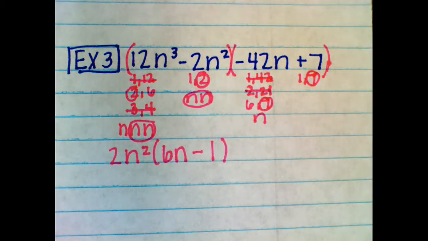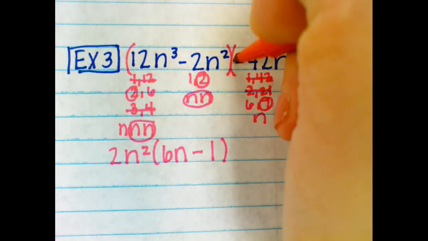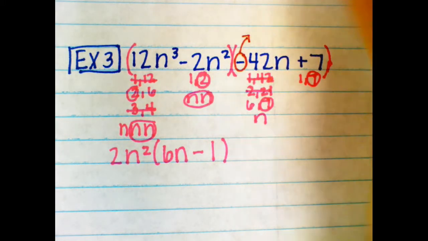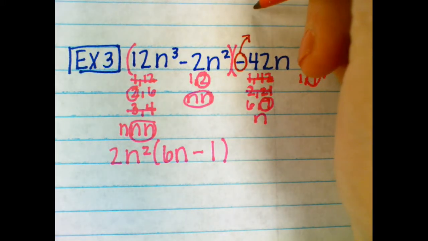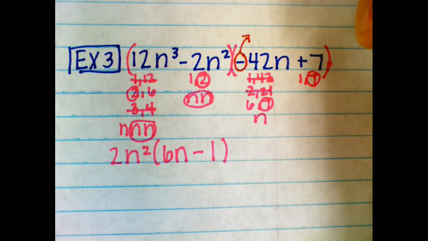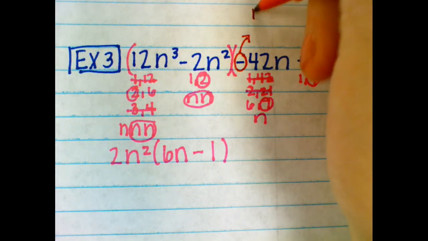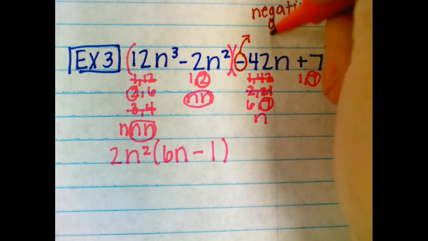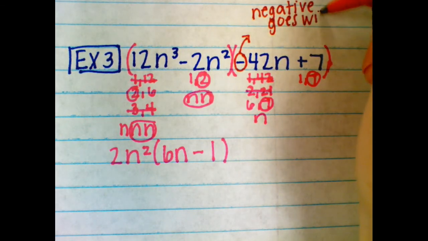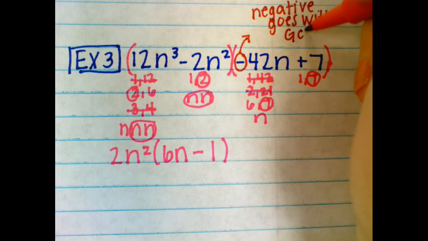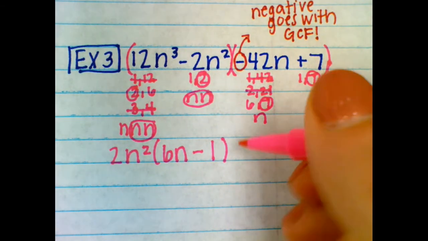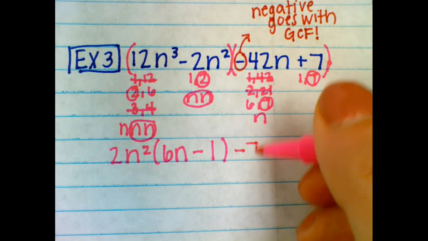Now here is the caveat. Here is something new for you. There's a negative sign here. When there is a negative in front of spot 3, you have to put a negative outside. So the negative goes with the GCF. So instead of just putting 7 out here, I'm going to put -7.